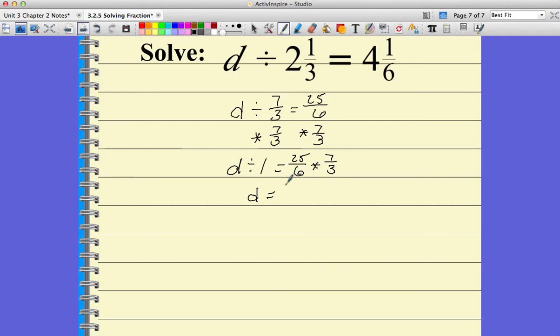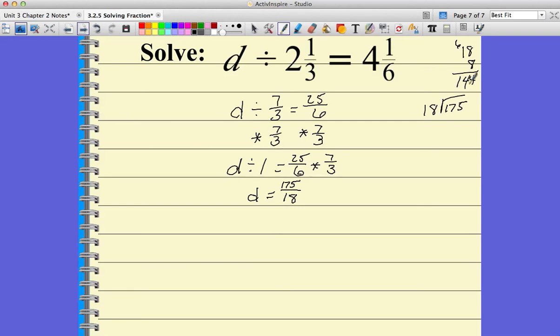25 times 7 is going to be 175. 6 times 3 is 18. Okay, then I can go over here and figure out how many times 18 goes into 175. All right, so let's try 8. 8 times 8 is 64. Carry the 6. 1 times 8 is 8 plus 6 is 14.